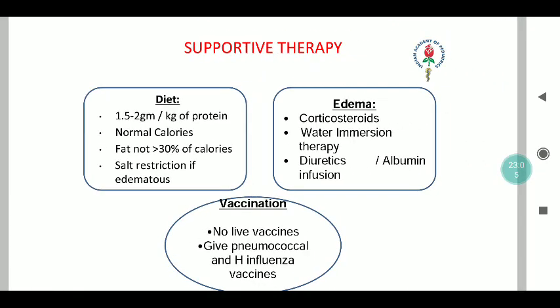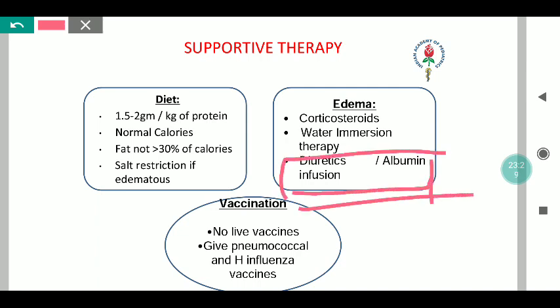So, in supportive treatment, we need to give a good amount of proteins to the child with normal amount of calories and go for salt restriction if the child is edematous. Then, as far as edema is concerned, you need to go for fluid restriction measures and start the child on albumin infusion or diuretics if necessary. And corticosteroids will be started for the child because that is the mainstay of treatment for nephrotic syndrome.